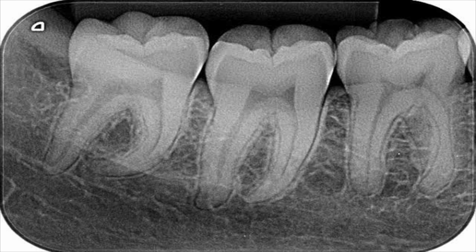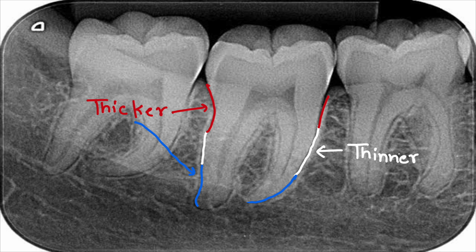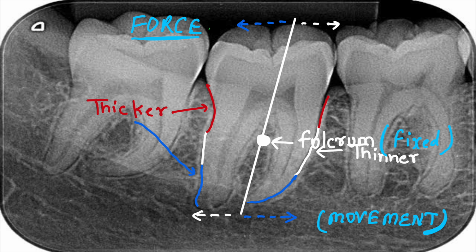Typically, the PDL is thinner in the middle of the root and a little wider near the alveolar crest and the root apex. This suggests that the fulcrum of physiologic movement for the tooth is right where the ligament is thinnest, kind of like finding the most flexible spot for a dance move.